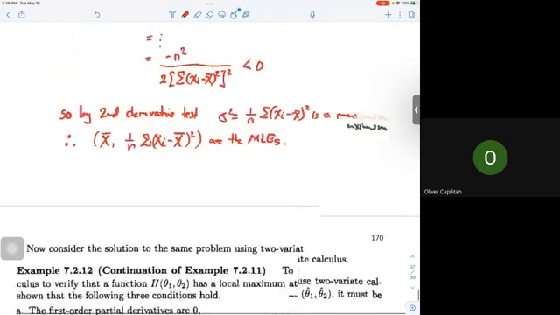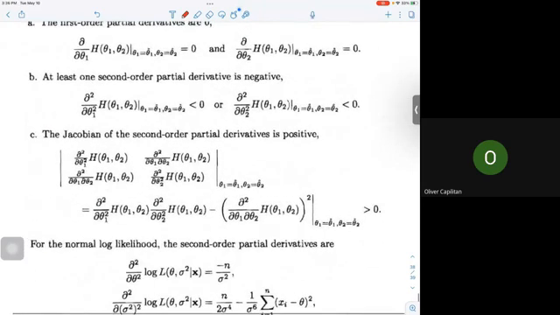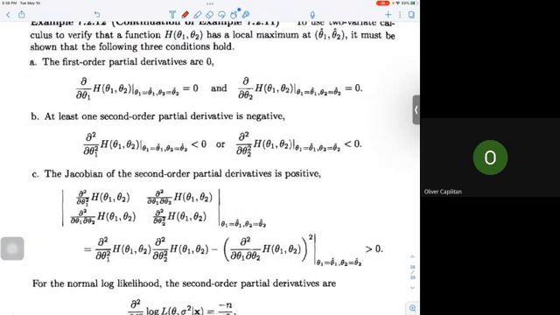Kasi dito sa last na example, sa example 7.2.12, before we proceed to the next method, dalawa talaga. You take the partial derivative of theta sub 1 with respect to theta sub 1, the second partial derivative of theta sub 2 with respect to theta sub 1, and the partial derivative of the likelihood function with respect to theta sub 2, and then the second partial derivative of the likelihood function with respect to theta sub 2.